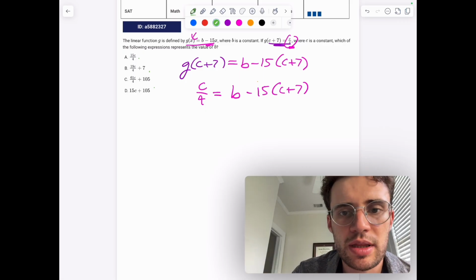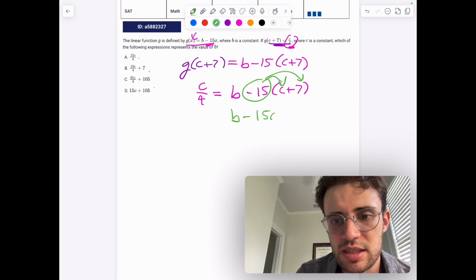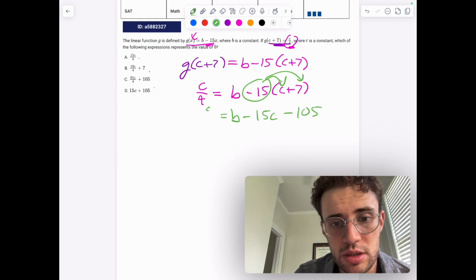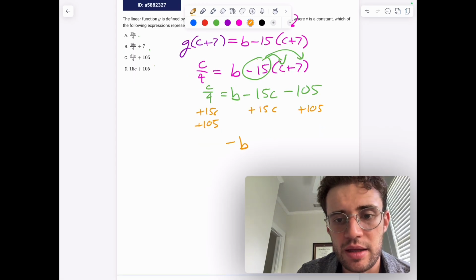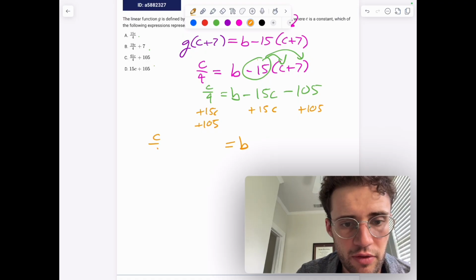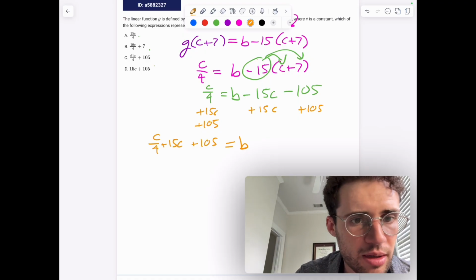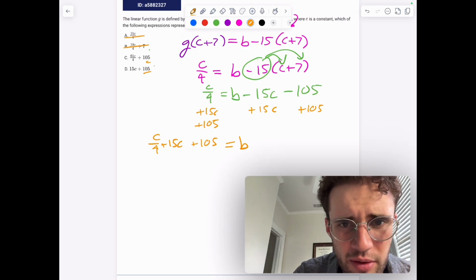Now I'm going to distribute this negative 15 to the c and to the plus 7, which gives me b minus 15c minus 105 equals c over 4. If I want to get the b alone, I'll add 15c to both sides, and then add 105 to both sides. That gives me that b is equal to c over 4 plus 15c plus 105. So we know it's going to be one of these with plus 105, so we can eliminate A and B right away. But now we just have to find a way to combine these.